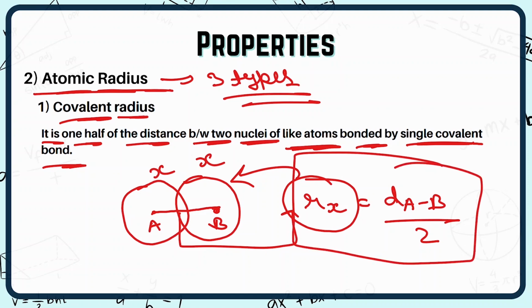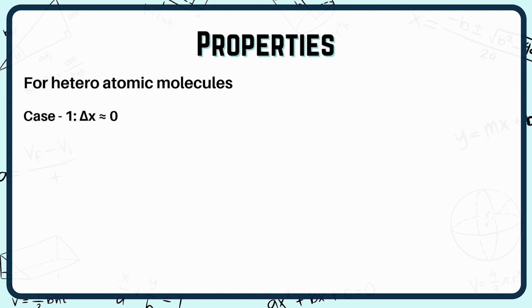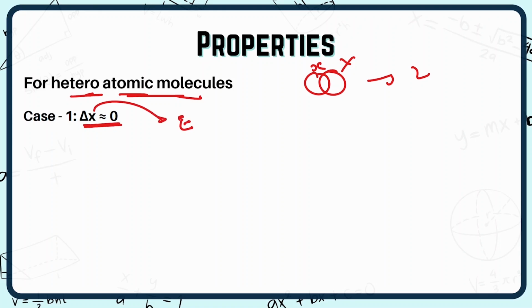Very simple. This is the formula. Okay, now let's suppose that we have got unlike atoms. Here we have X and X, but suppose we have got X and Y, then what? In that particular case, we have got 2 further cases. Okay, they are called heteroatomic molecules, obviously, because these are different. So they are heteroatomic, and we have got 2 cases for them. The very first case is when delta X, that is the difference in the electronegativity of the atoms, tends to 0.